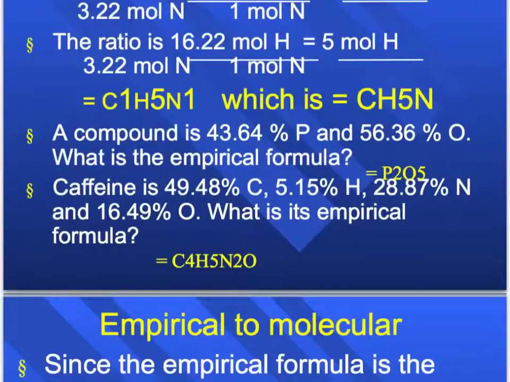Here's another example that you can try on your own time. It says a compound is 43.6% phosphorus and 56.3% oxygen. What is the empirical formula? Here it is right here. Go ahead and double check it. Then it also tells you that caffeine has this much carbon, hydrogen, nitrogen, and oxygen, so determine the empirical formula there, and then go ahead and double check your answer.